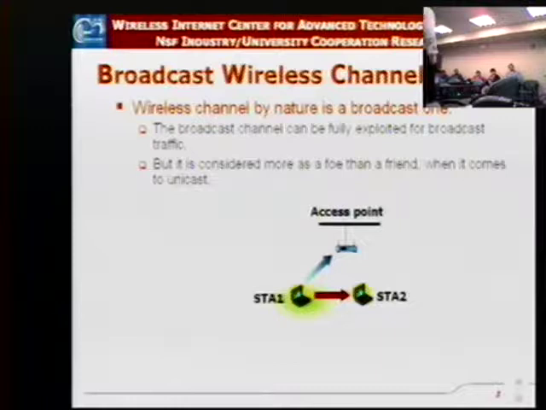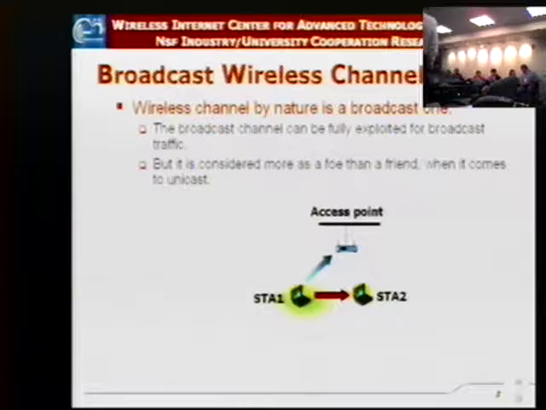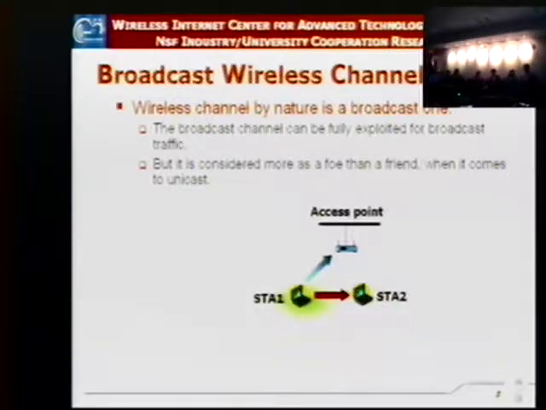So as we know, the wireless channel is by nature a broadcast channel. And when we have to transmit broadcast packets, this is very convenient. But once we go to the unicast case, the broadcast nature of the wireless channel gives us some difficulties. So we try to figure out ways and schemes to deal with this broadcast nature.